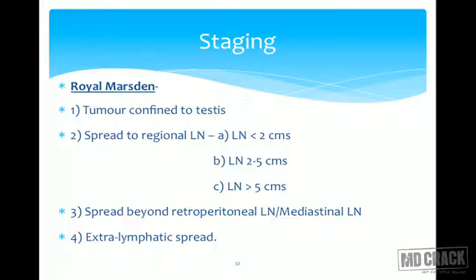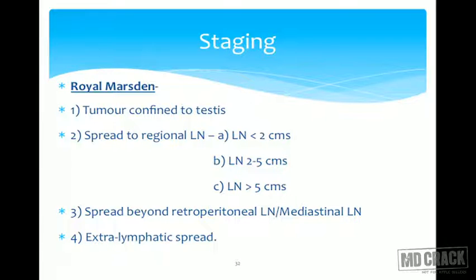So what do we do? We first take out the testes from a high inguinal approach. Okay, we call it Shivasu's maneuver. In this maneuver, what happens? We do a high inguinal orchidectomy and we subject that suspicious testes for histological examination, and depending on the features that we observe, we stage the disease.